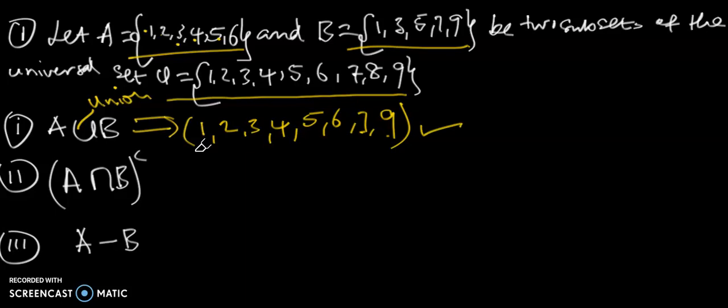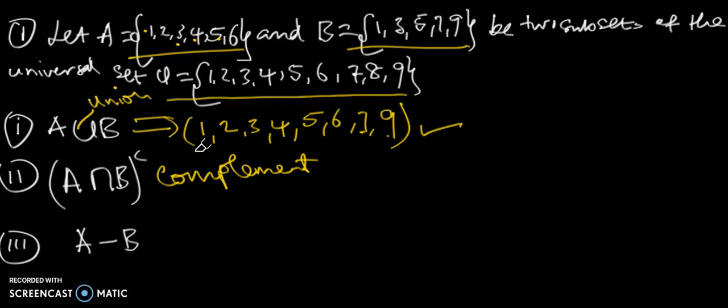Now let us find A intersection B complement. Here they have introduced something called the complement of a set. What is a complement? The complement of a set is simply the set of elements that are not in the given set. So if I ask you to find the complement of set A, it simply means the elements that are not in A.